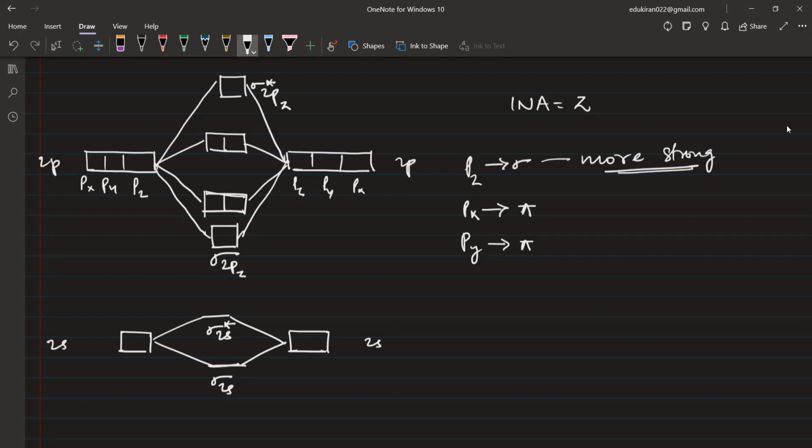Okay. So this is your pi 2px and pi 2py. This is your pi star 2px and pi star 2py. Is this simple case okay for you guys? Yes or no? Please tell me. For the second shell, which is involving 2s and 2p. यहाँ तक clear है? ठीक है, यहाँ तक clear है.